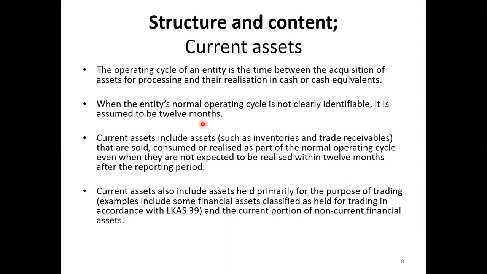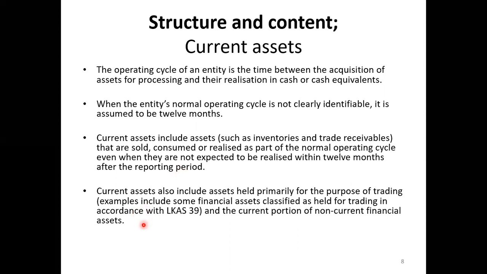Then we can treat it as a current asset. When the entity's normal operating cycle is not clearly identifiable, it is assumed to be 12 months. Current assets include assets such as inventories and trade receivables that are sold, consumed or realized as part of the normal operating cycle, even when they are not expected to be realized within 12 months after the reporting period. As I explained earlier, some items are unable to be realized within 12 months, but they fall under the operating cycle.